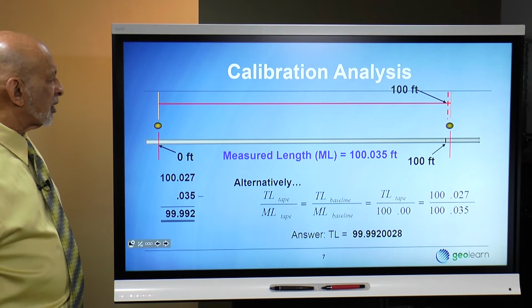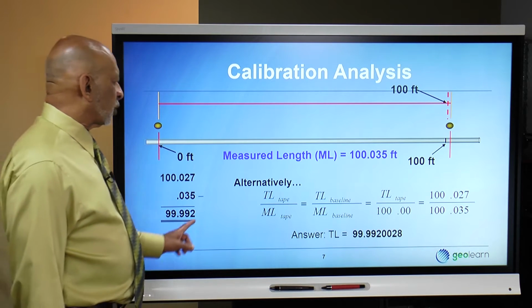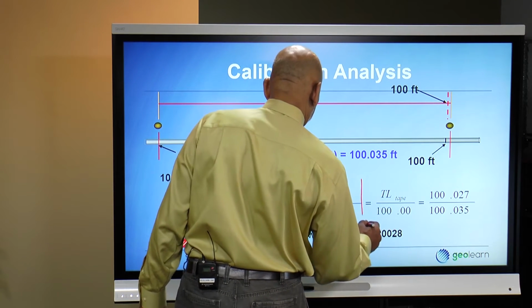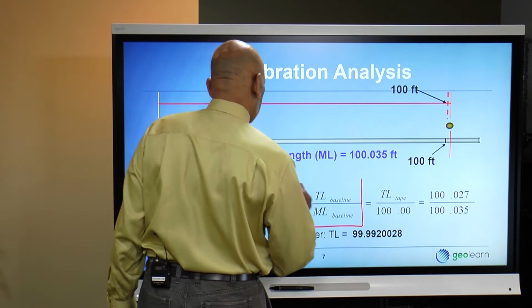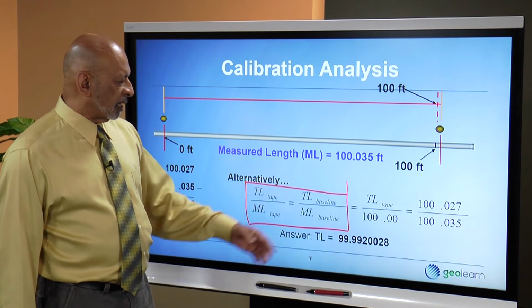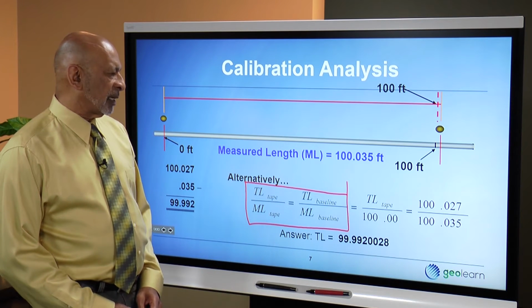Now here's the exact solution. You create what's called a proportion, and I want you to start by looking at this equation. This is a proportion, so we say that the true length of the tape, meaning the distance from the 0 to the 100, divided by the measured length of the tape is equal to the true length of the baseline divided by the measured length of the baseline.